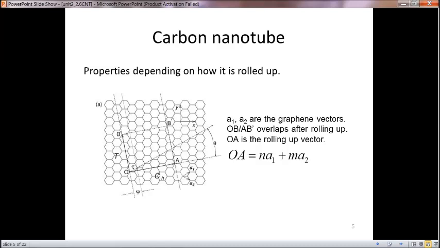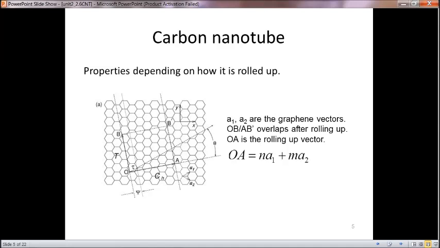The reference line has been taken from the origin. Here OB and AB dash are parallel lines, and these parallel lines overlap after rolling up, so OA is the rolling up vector, because we are going to roll up along this OA to form the circle. So OB and AB dash overlap. OA is found from the matrix elements in the lattice structure, and it is taken as n times A1 plus m times A2, where n is the number of rows, m is the number of columns, and A1, A2 are the directional vectors over this graphene layer.